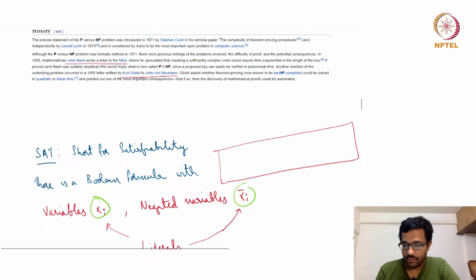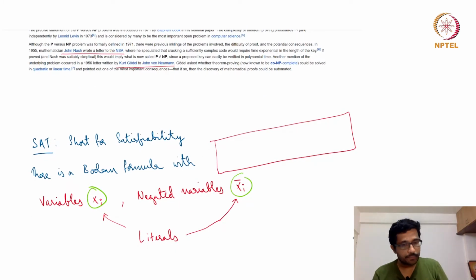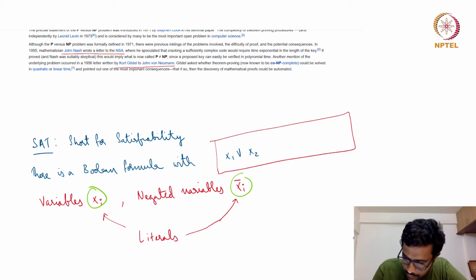First let me define the problem called SAT. SAT is short for satisfiability, sometimes also called the Boolean satisfiability problem. You are given a Boolean formula, say something like this: x1 or x2, x1 and x2, x2 or x3.